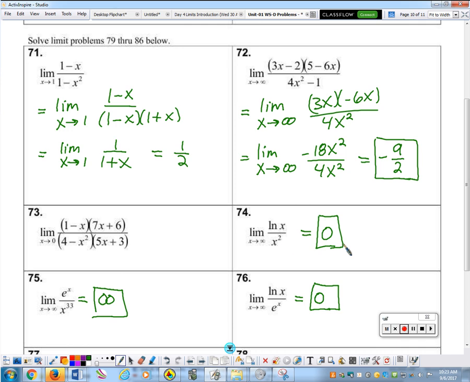I've written this in class before. It seems to help some people remember. If the top is big, because x is approaching infinity, but the bottom is much bigger, that approaches 0. If it's the opposite, it approaches infinity.